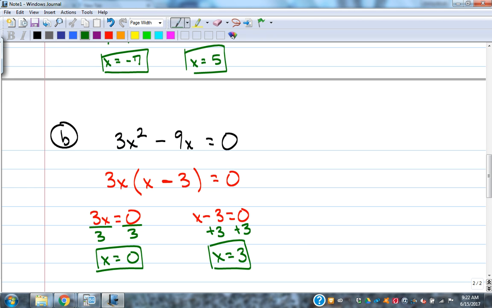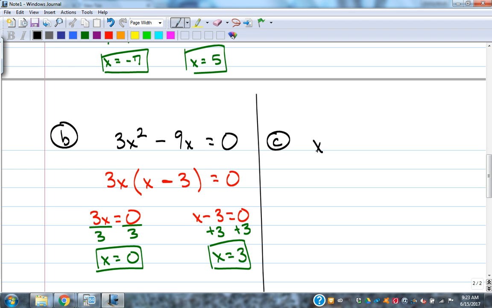Because they're equations, you can always plug your answers into the original problem to make sure it works. If I plug 0 in, 3 times 0 squared is 0, minus 9 times 0, 0. 0 minus 0 is 0. If I plug in 3, I get 3 squared is 9, times 3 is 27, minus 9 times 3, which is 27. 27 minus 27 is 0. So I can always check my answers here because I'm dealing with equations, and that's always a nice thing.